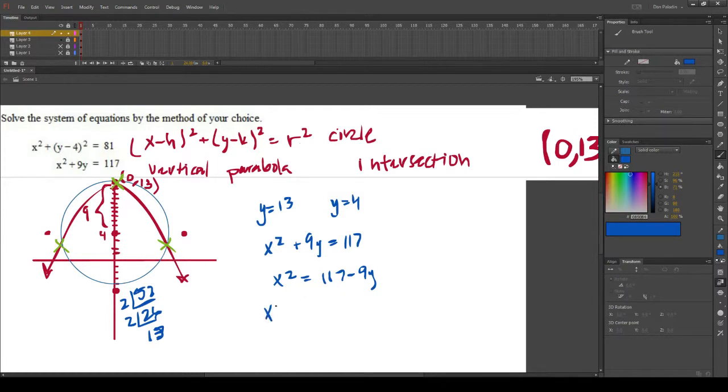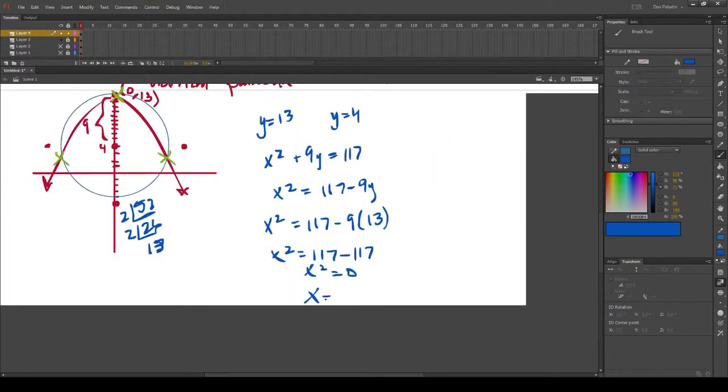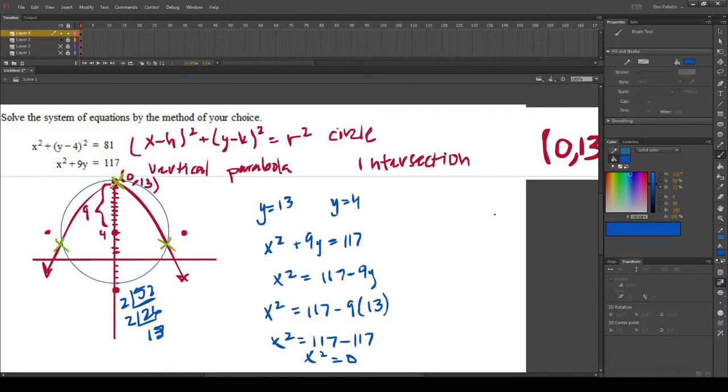Right. For the first one, I'll have x squared is equal to 117 minus 9 times 13. Okay, 9 times 13 is equal to 117. Perfect, so I get x squared is equal to 117 minus 117. x squared equal to 0, so that means that x is equal to 0. Okay, so that's my first point: 0, 13. When x is equal to 0, y is equal to 13.